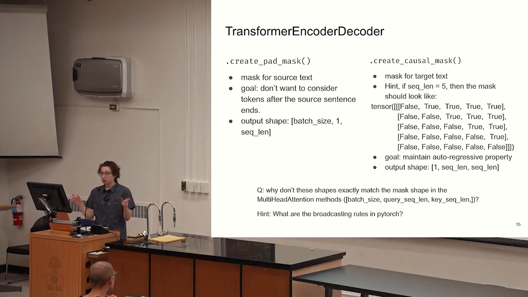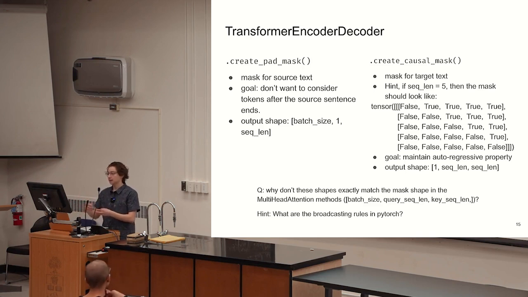And I listed the output shapes here because this has been a source of confusion for some students, and also for me in going through the assignment for the first time, tracing through and trying to figure out what's going on: why don't the shapes for these two types of masks exactly match the mask shape in the multi-head attention methods? The reason has to do with broadcasting rules in PyTorch. Two dimensions are compatible if they are the same or if one of them is 1.